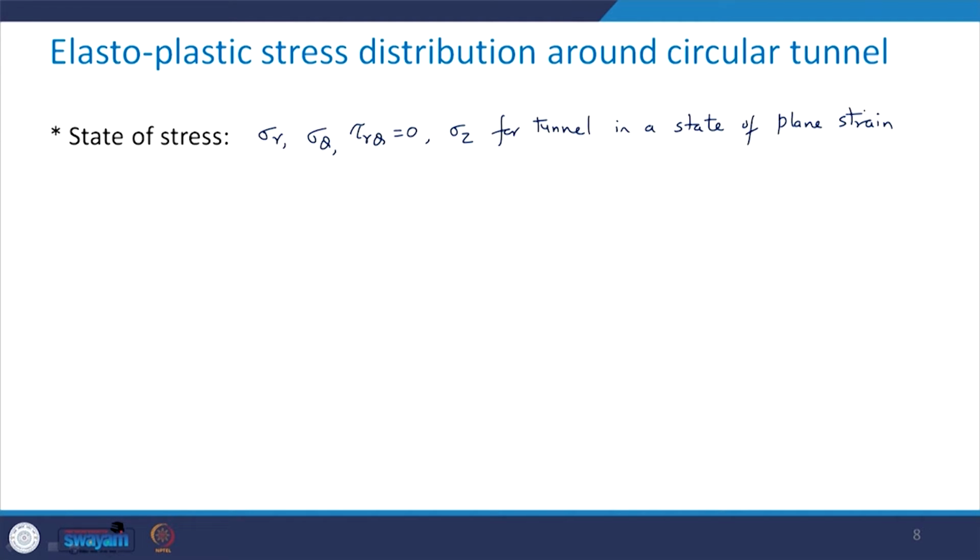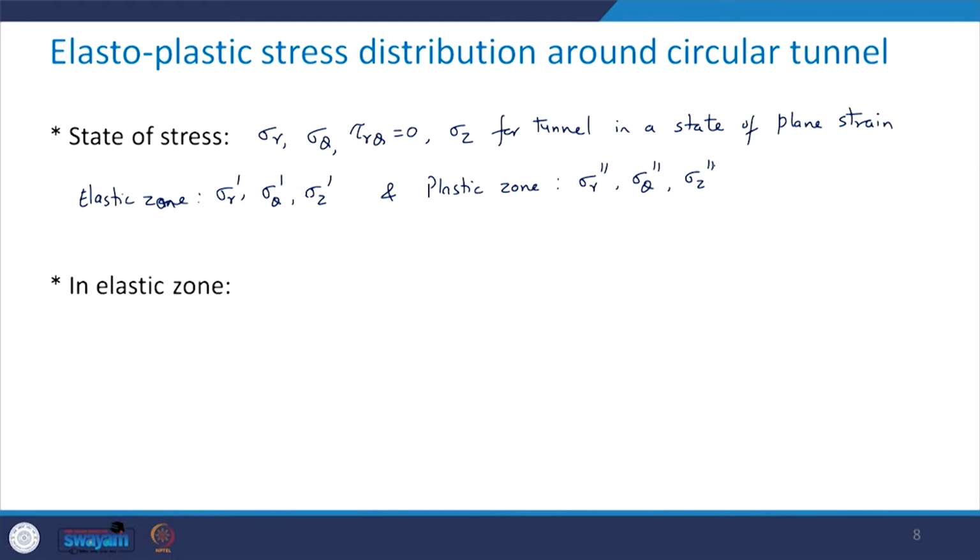Then in the elastic zone, we have the stresses as sigma r prime, sigma theta prime and sigma z prime, and in the plastic zone these are represented as sigma r double prime, sigma theta double prime and sigma z double prime.